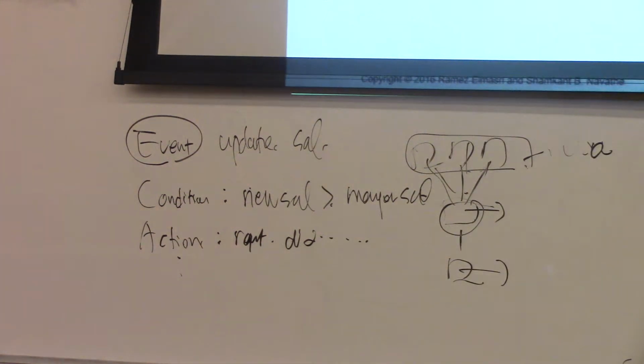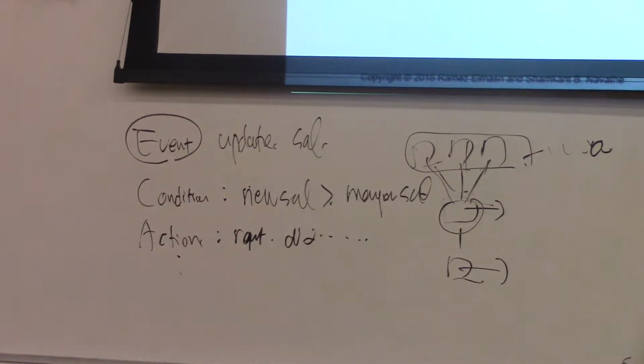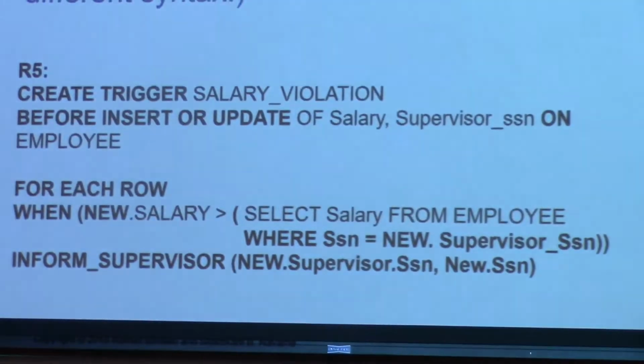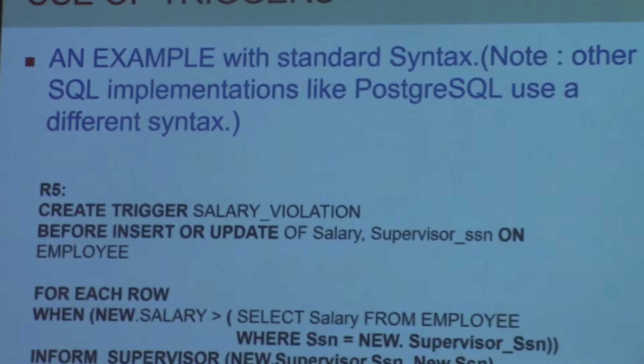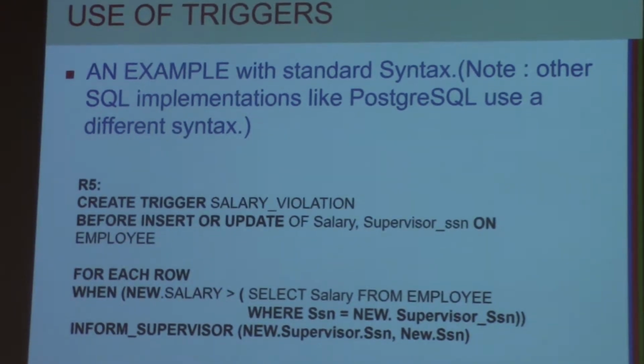So trigger and assertion both have the check. So event, check the condition, and do action. So event, condition, action. Nowadays mostly trigger, not assertion. They are the same, but the trigger is used a lot.